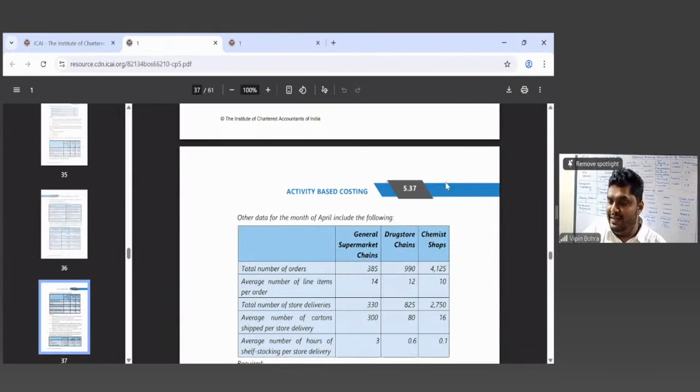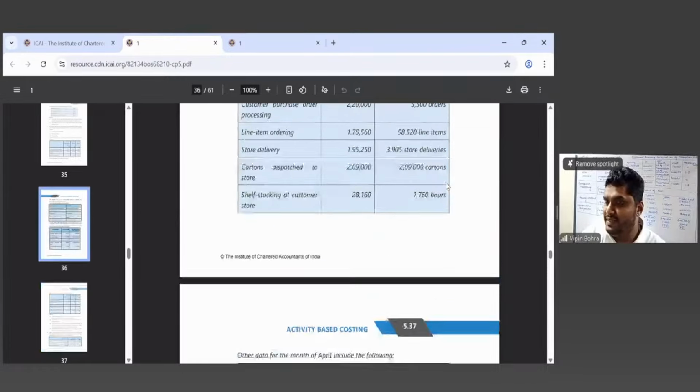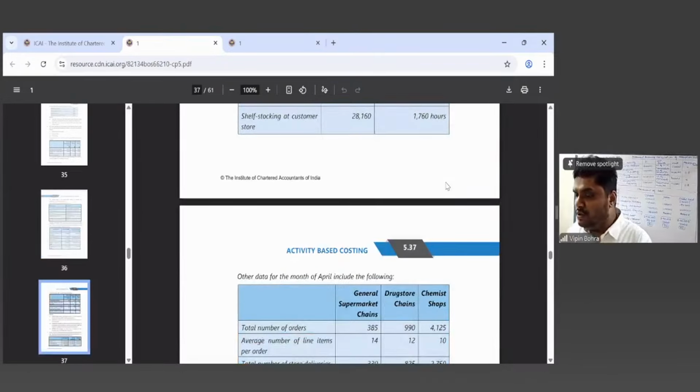Separately, for general supermarket, the number of orders is given. Drugstore also it is given, and chemist shop also it is given. So everything is given straight away. So let's cross verify the total also.